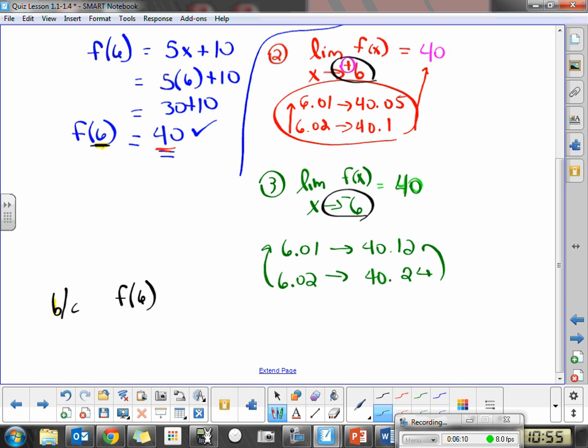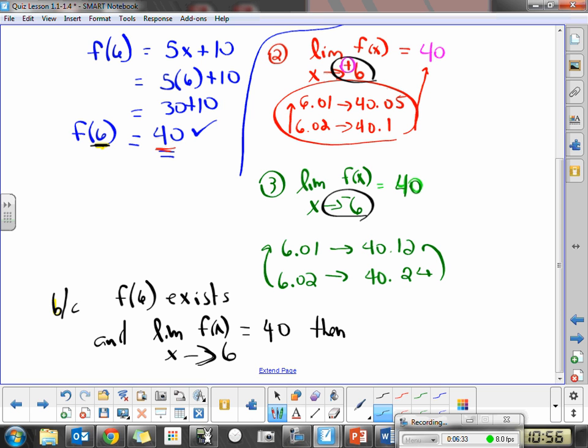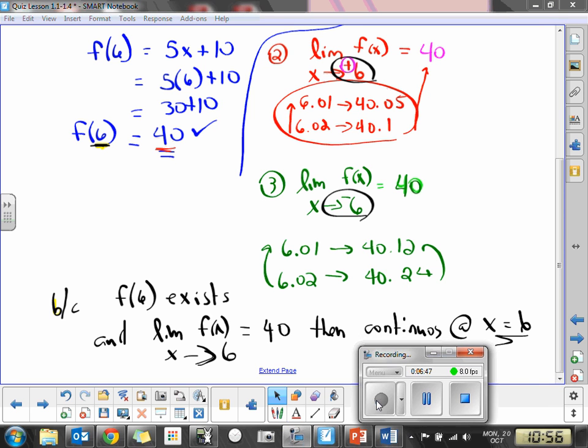f at 6 exists, and the limit of f at x, as x approaches 6, equals 40, it approaches 40, then our function is continuous at x equals 6. So continuity test, proving that it has to exist and that it approaches the same value from either side.